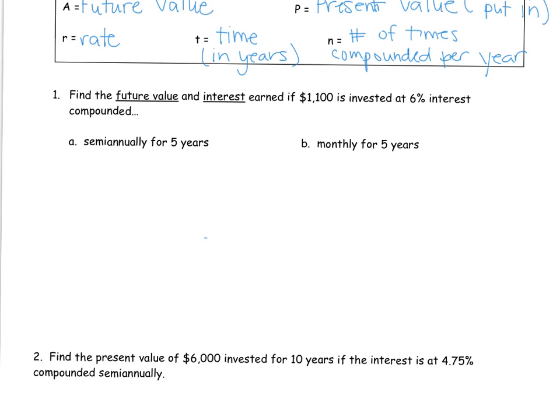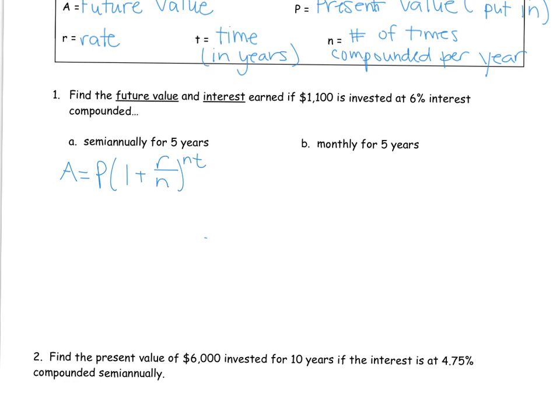Okay, so first one, find the future value and interest, we'll talk about interest at the end, earned if $1,100 is invested at 6% interest compounded, and we have two different situations, A, semi-annually for 5 years. Okay, so I like to just write my formula. The more I write it, the more I know it. A equals P times the quantity of 1 plus R over N raised to the NT. And let's fill in what we know.